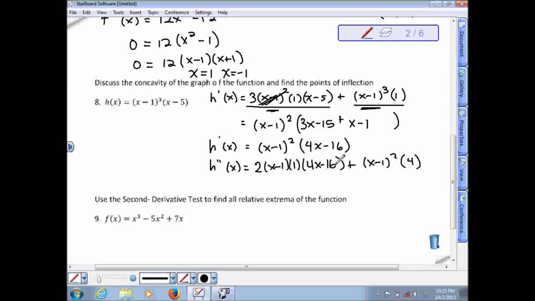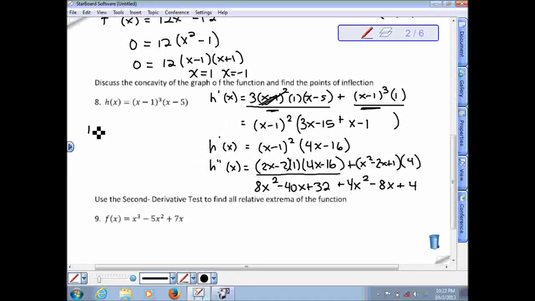Now if we start to simplify this part of it, 2 times x minus 1 is 2x minus 2, and if we times it by 1, it still stays 2x minus 2. Now if we multiply these two together, we're going to get 8x squared minus 40x plus 32. Now if we multiply these two together, first of all, x minus 1 to the second power is x squared minus 2x plus 1. We multiply that with 4, we get 4x squared minus 8x plus 4.